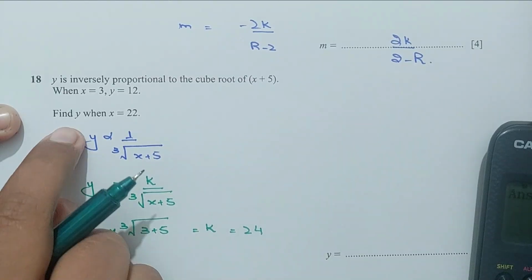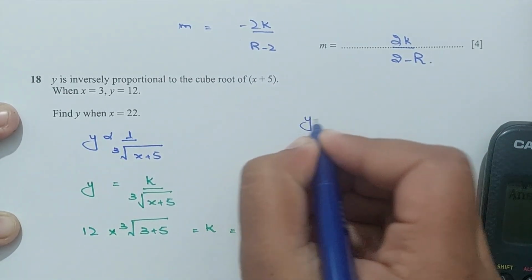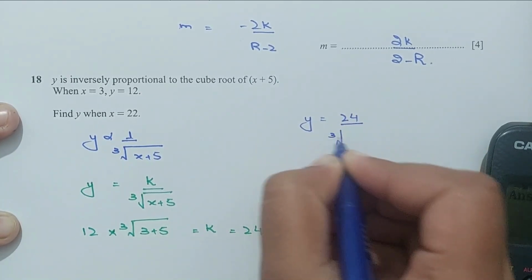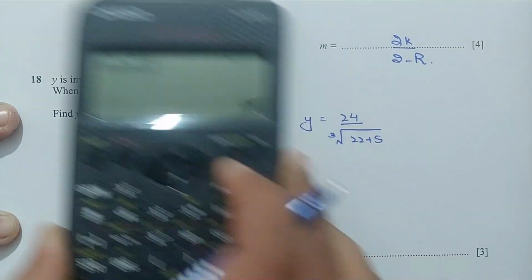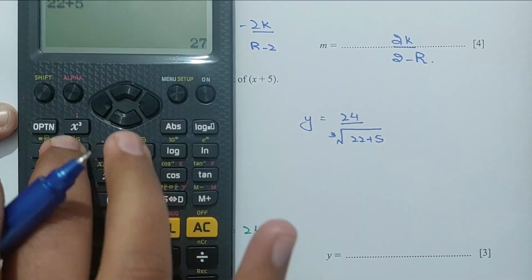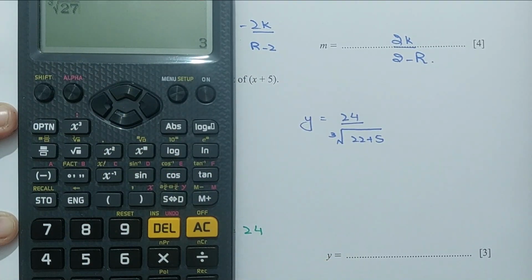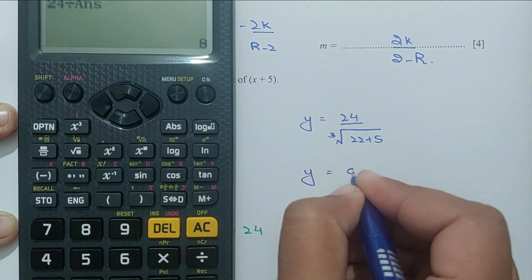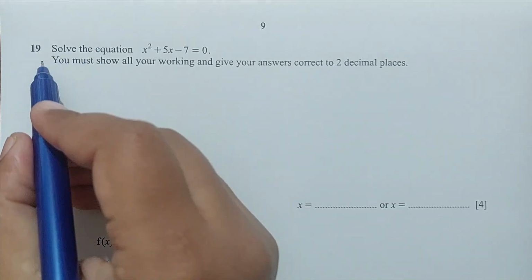Now we have to find y when x is 22, right? So y equals 24 over cube root of 22 plus 5, right? So 22 plus 5 is 27, and cube root of 27 is 3. 24 divided by answer is 8. y is 8. Right. Question number 19. Solve the equation.